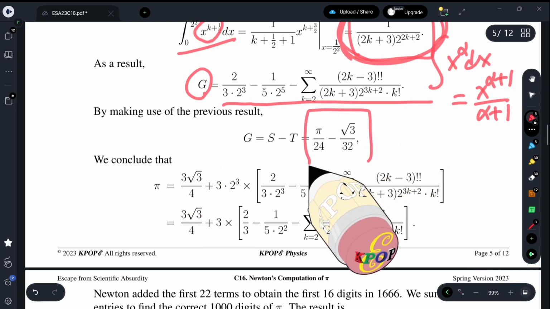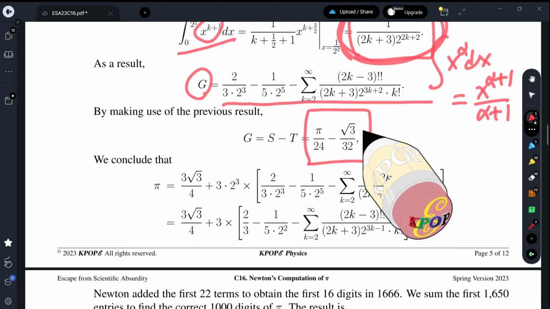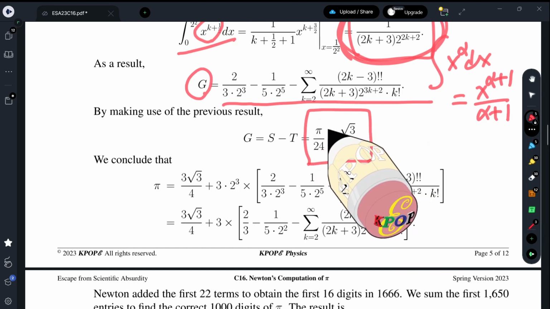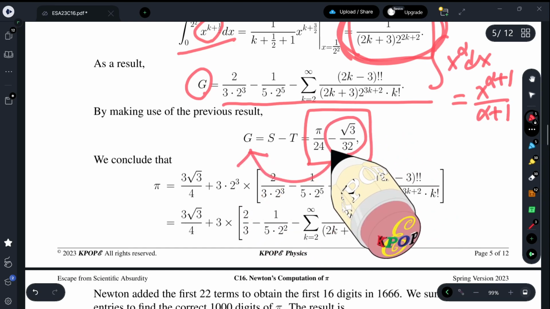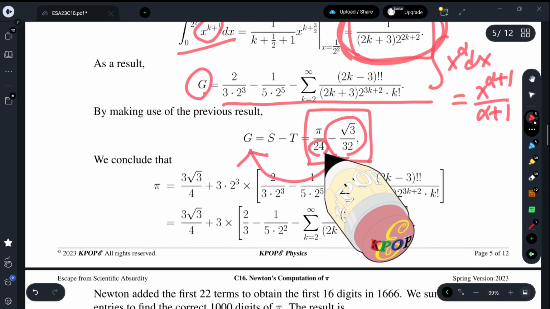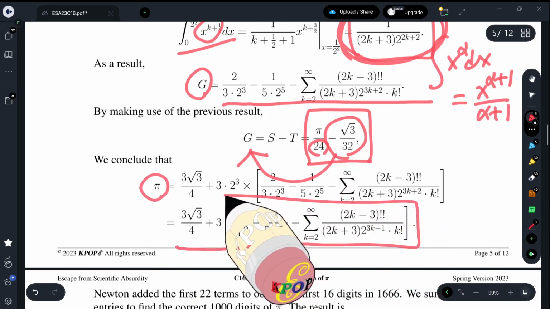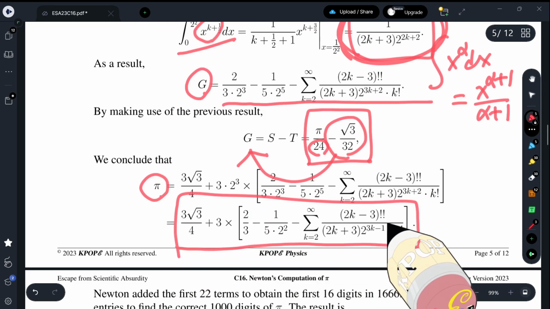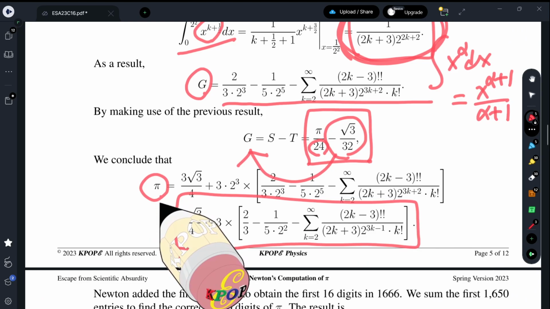Previously, we computed the area in an analytic way using square root 3 and pi. If I move this one to the left-hand side and multiply both sides by 24, we obtain a power series expansion, the infinite series representation of pi.